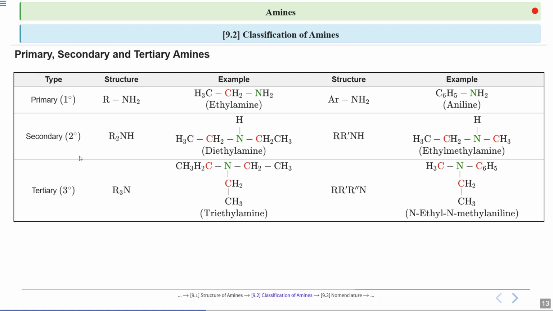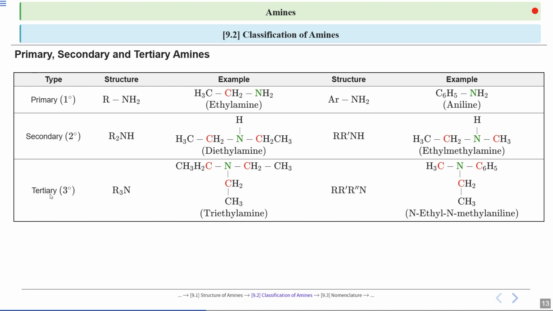Now if I look at the secondary amine, then 2 hydrogens of ammonia are replaced by alkyl or aryl groups. If you see over here, I have replaced 2 hydrogens with 2 ethyl groups, so I have got diethylamine. In this case, I have replaced 2 hydrogens, one with a methyl group and one with an ethyl group, so I have got ethylmethylamine.